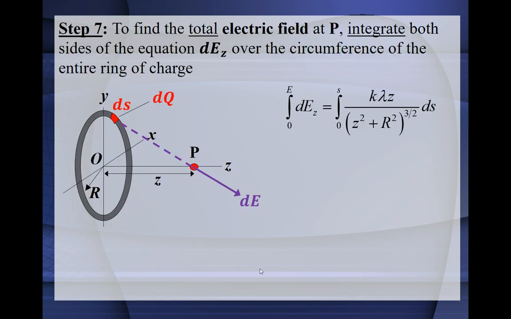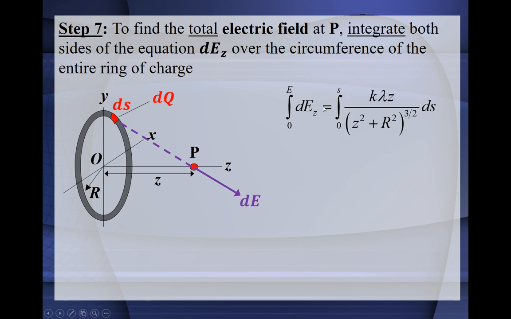So setting up my integral, on the left-hand side, we're going to integrate from 0 to E, which is my total electric field, of dE_z. And on the right-hand side, just notice my variable of integration is ds. So that's how we set up our limits of integration: from having no differential charge elements to considering all of them over the entire circumference of the ring.